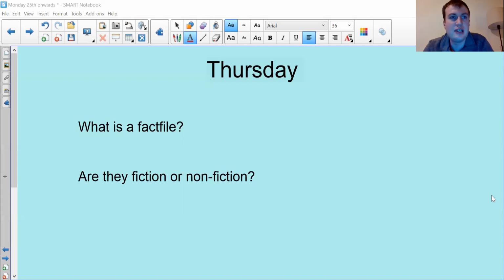We are starting off today, as we always do, with reading. And just like every week, Monday, Tuesday, and Wednesday, we really focus on Flat Stanley. But on Thursday and Friday, we use the skills that we talk about with Flat Stanley and apply them to other texts. And today, we are going to be looking at a fact file.